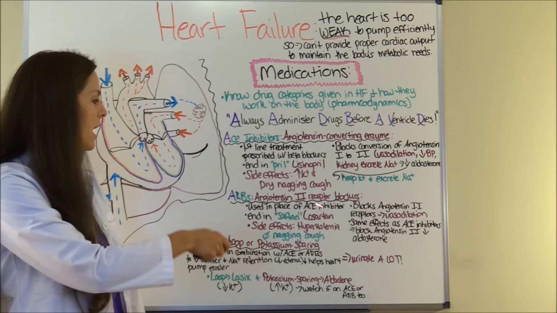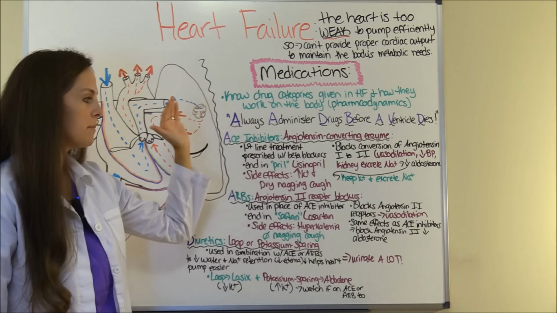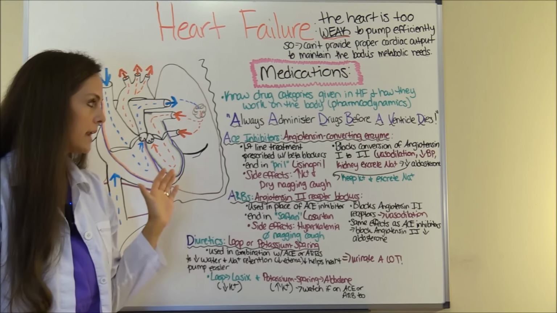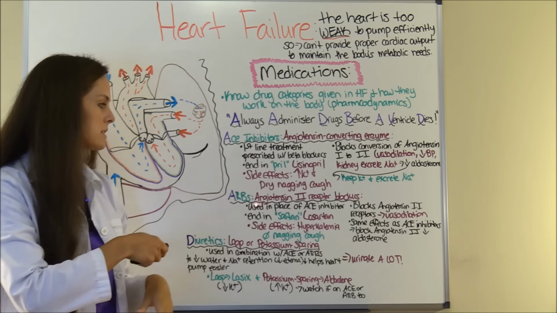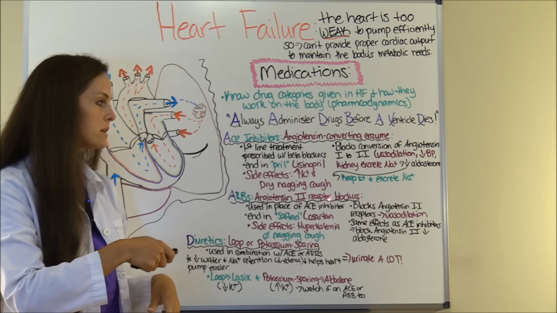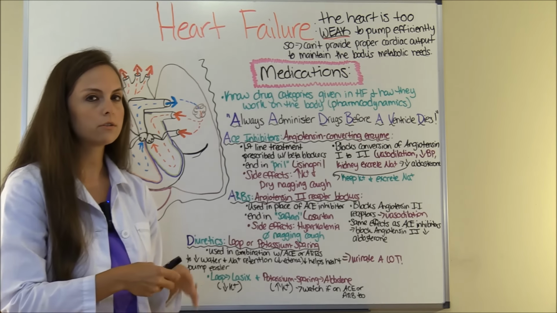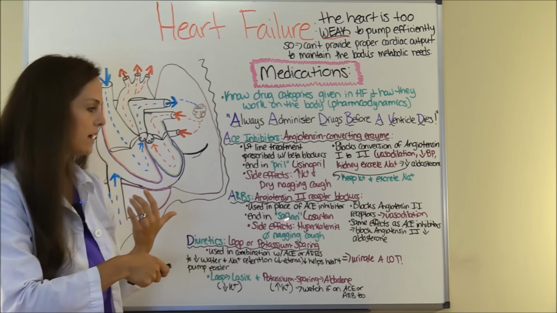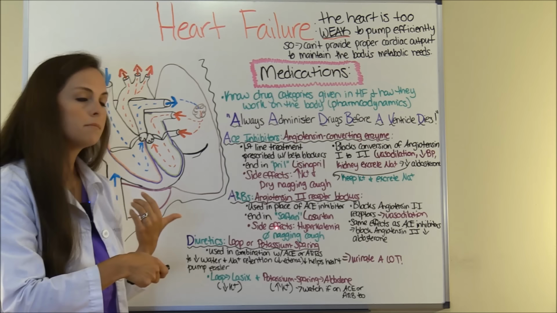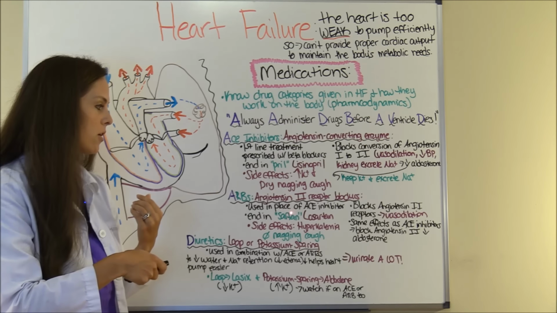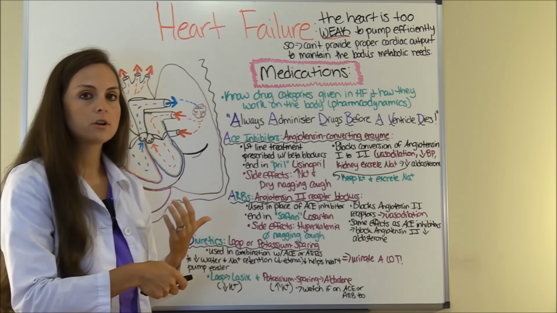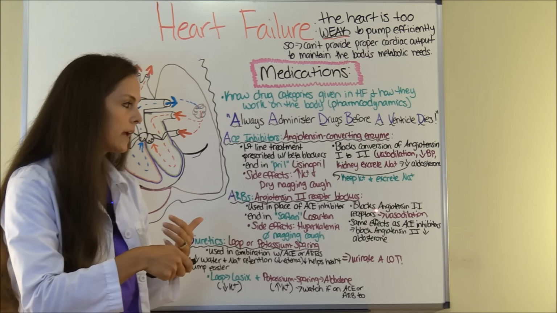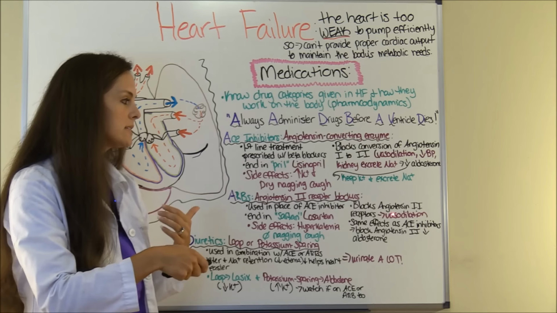Next drug, ARBs. If the patient cannot tolerate an ACE inhibitor, they'll be placed on an ARB. How do ARBs work? ARB stands for angiotensin 2 receptor blockers. So they're a little bit similar. Like I said, these are used in place of ACE inhibitors. They end in sartan, S-A-R-T-A-N. An example of this type of drug is losartan. And they work by blocking angiotensin 2 receptors.